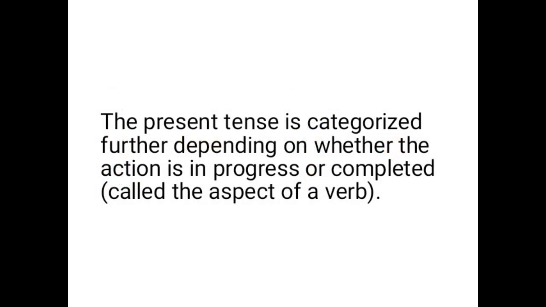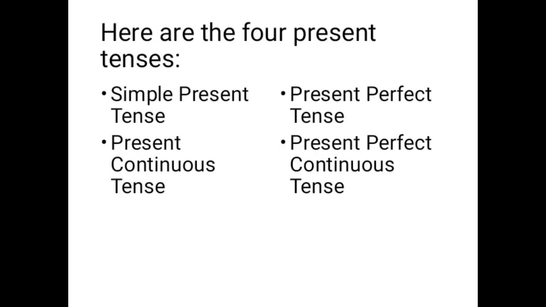So the present tense is categorized further depending on whether the action is in progress or completed, called the aspect of a verb. So now let's look at what we mean by that. Oh, yes. I told you we have four present tenses. First one is simple present tense, present continuous, which is also known as the present progressive, and then present perfect tense, then present perfect continuous tense.